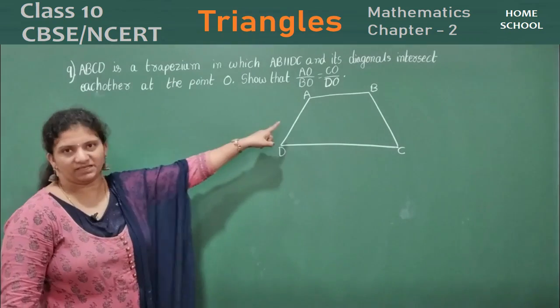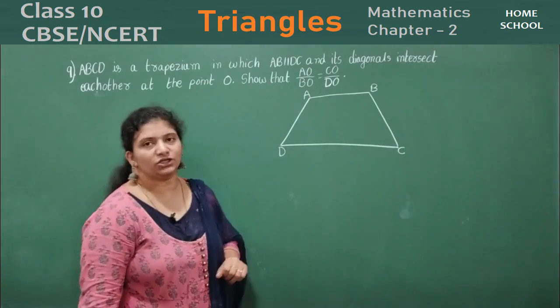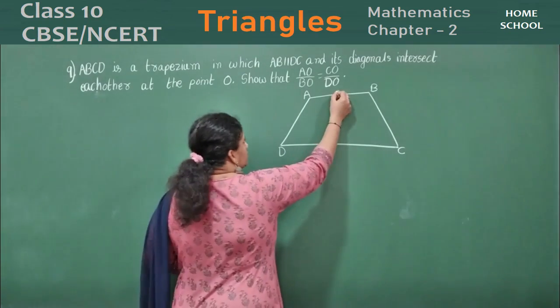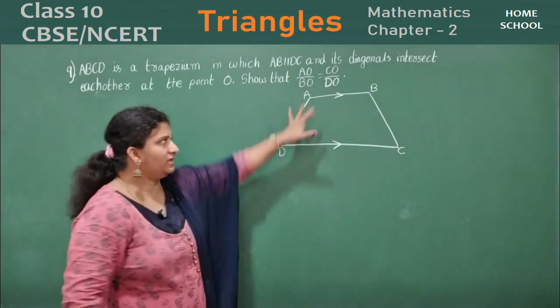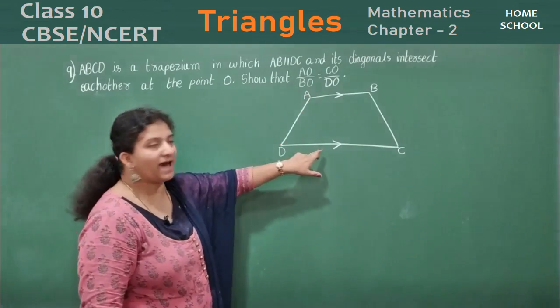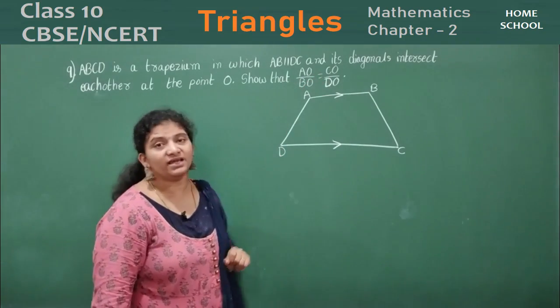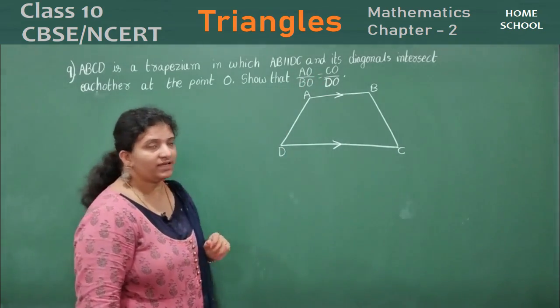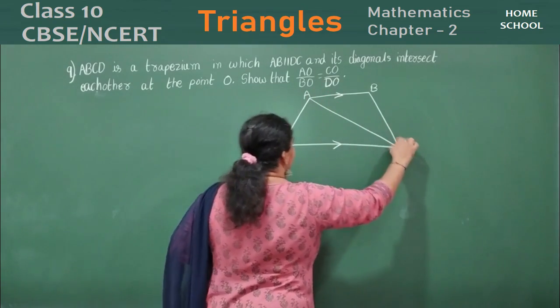ABCD is a trapezium in which AB is parallel to DC. So, how do you indicate parallel, children? AB is parallel to DC. Okay. And its diagonals. How do we get diagonals? If we join, we are going to get the diagonals.